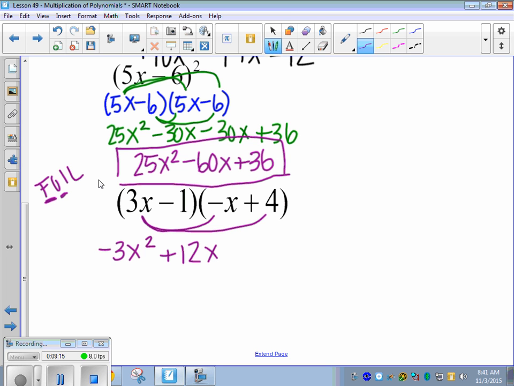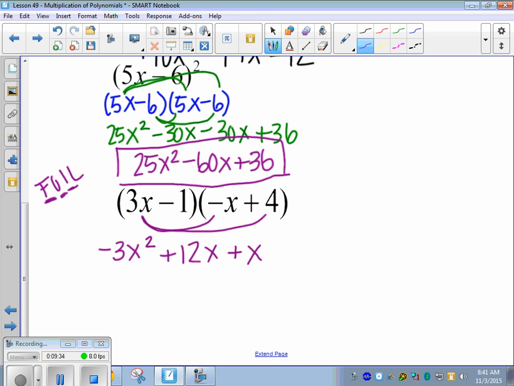Now I have I, which is inside. What are my inside terms for these binomials, Andrew? Negative 1 and negative x. So I multiply negative 1 times negative x. Two negatives multiplied together gives me a positive. So I have plus x. So we got the I taken care of.